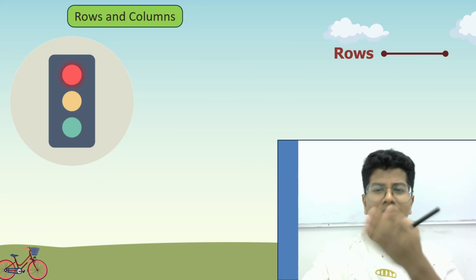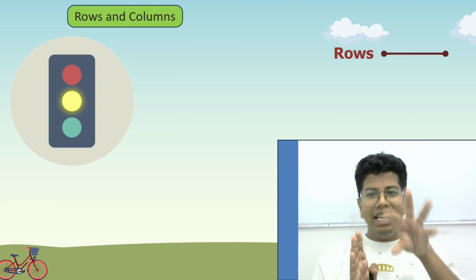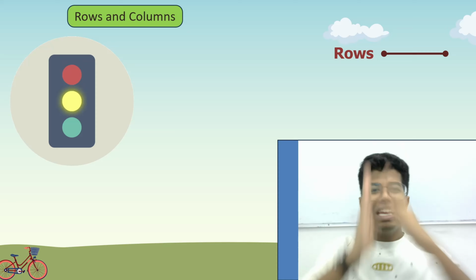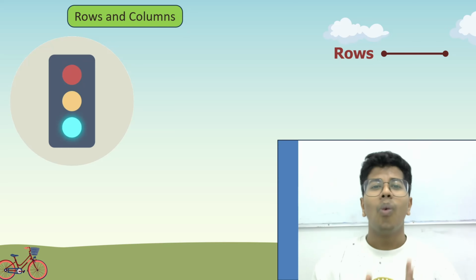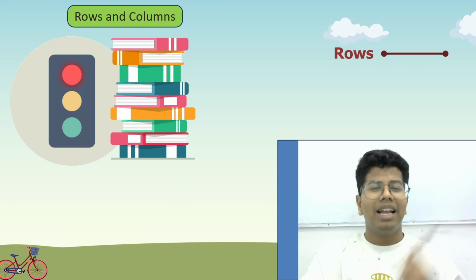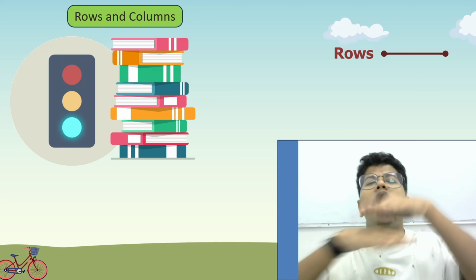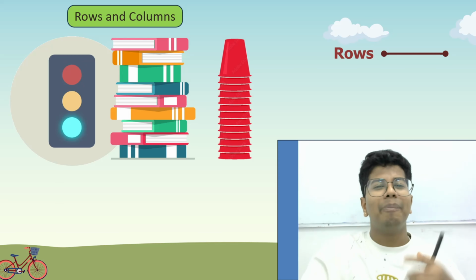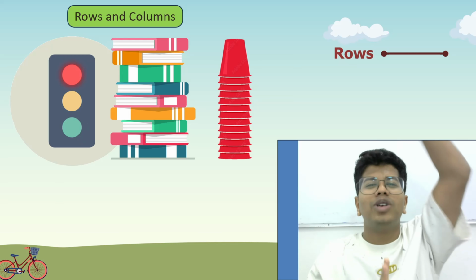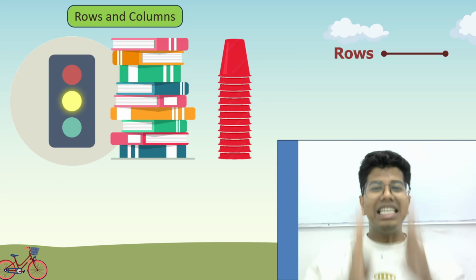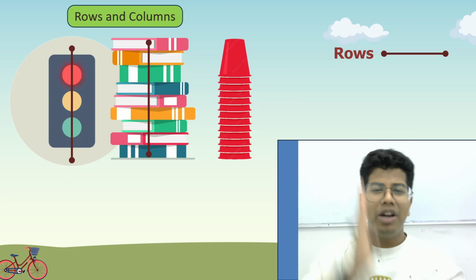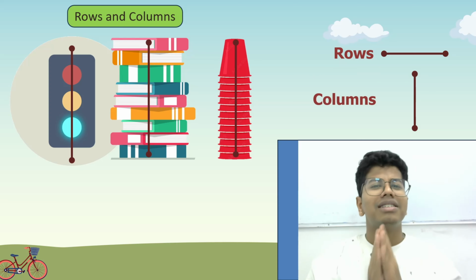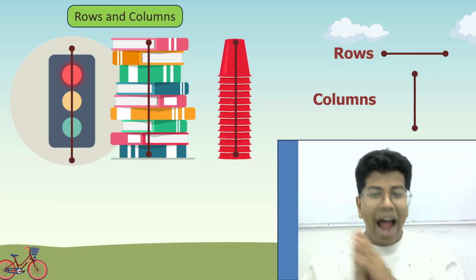For example, traffic lights. You can see three lights blinking. But what is the arrangement? It's not in this line. It's vertical. Another example is when we stack books on top of each other, or cups placed on top of each other. This arrangement of being in this line is called a column. So this is called a row and a column.